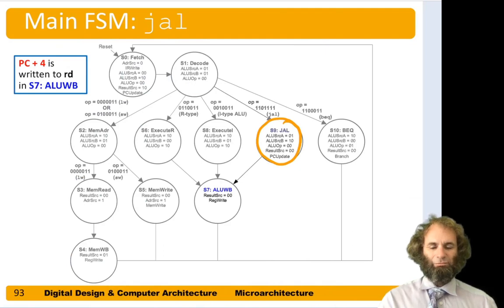Finally, we need to write PC plus 4 to the register file, and the ALU write back step already took the output of the ALU and wrote it to the register file, so we can just use that step one more time, and result source will be 0, 0 to take the value from the ALU out, and regwrite 1 to write PC plus 4 into the register file.